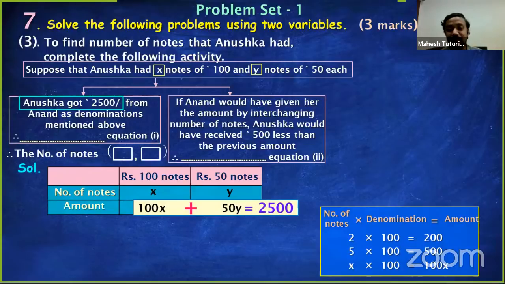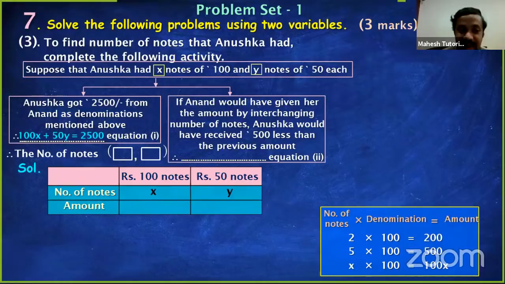So we get the first equation, students: 100x plus 50y is equal to 2,500. I hope the formation of the first equation is clear to each and every student. That's great. Now let us proceed towards the next table which has been given to us in the question.